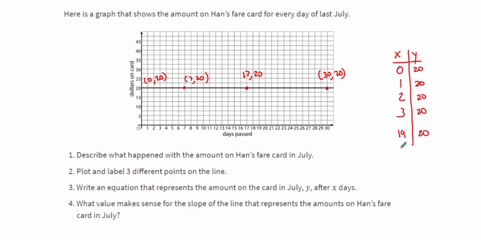So we could just say that Y is equal to... we could say it does have a slope of 0, so we could say 0 times X, because he doesn't use the card, plus 20. Or, really, any number times X is 0, right? So we could just say Y is always equal to 20. Y is equal to 20. That's it.